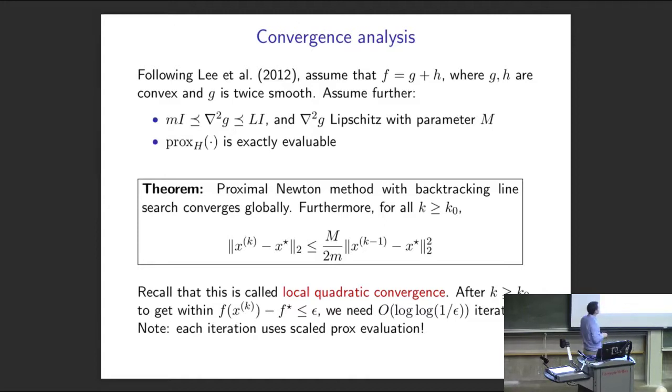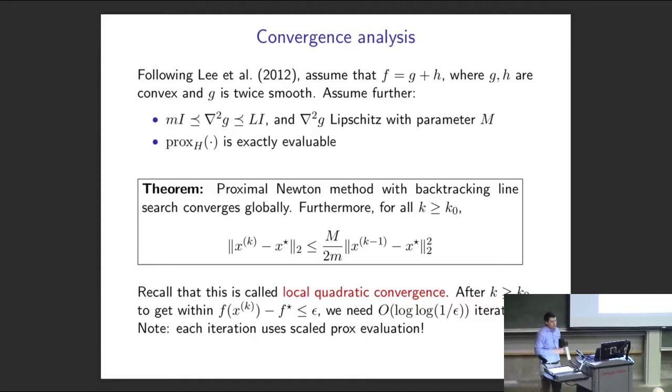We also are going to assume for now that we can exactly evaluate the prox. We'll get to breaking that assumption a little bit, because the reality is you can almost never exactly evaluate the prox. You almost always solve it approximately. But assuming those two things, we have the following convergence proof for prox Newton.